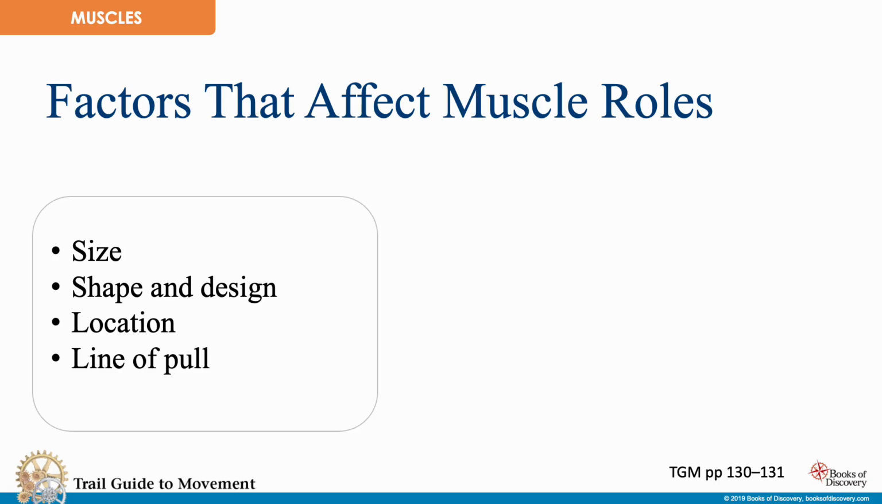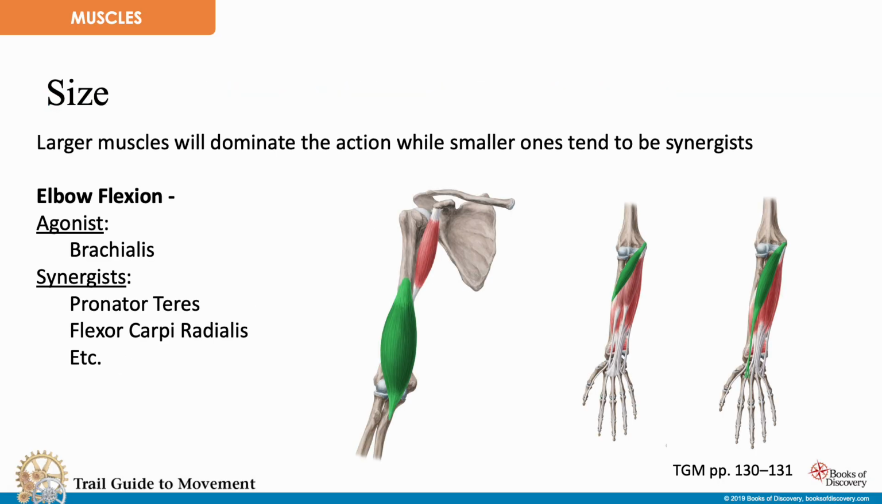And as a therapist, understanding these factors helps us realize why a small muscle like a rotator cuff muscle should never be trying to do the job of a big muscle like the deltoids. And when they do, that's when injury happens.